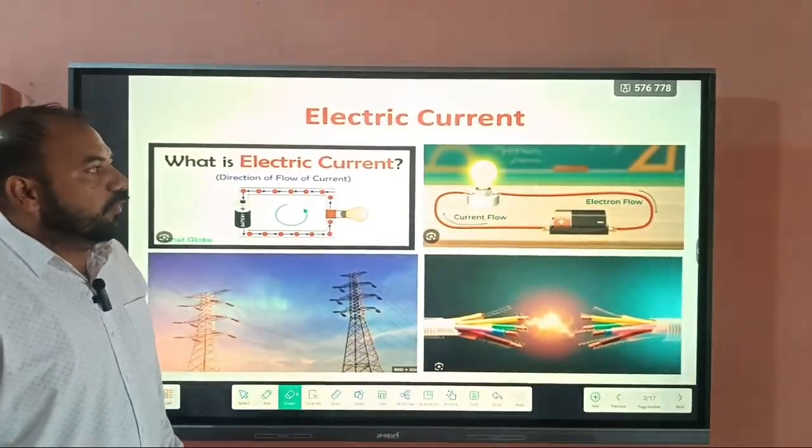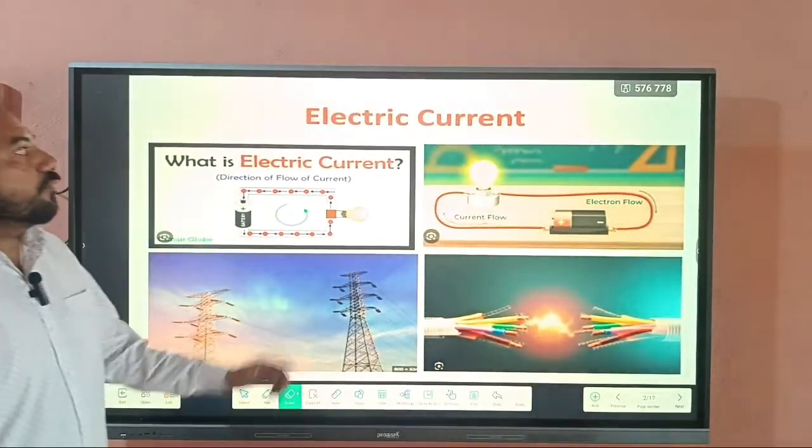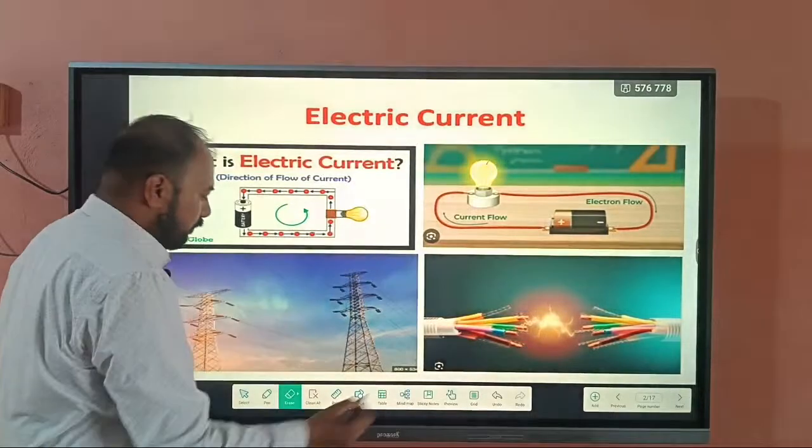Chapter 11 belongs to physics. So the first topic here: what is electric current?